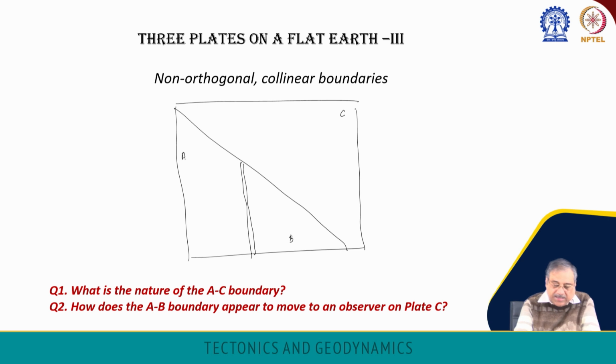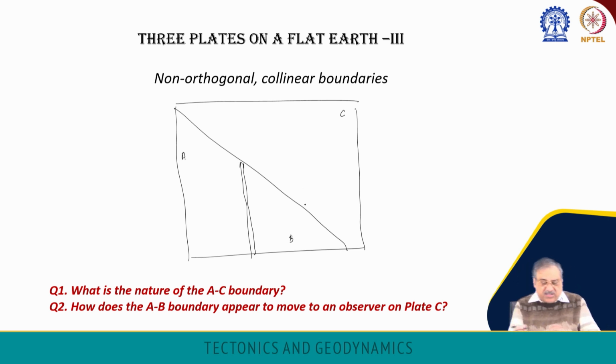Now you can see that we've got a non-orthogonal relationship between the AB boundary, which is north-south here, and the boundary between A and C, which is oriented northwest-southeast and is collinear with the boundary between B and C. So this is the same orientation of the boundary. It's not the same boundary; the boundary between them is different.